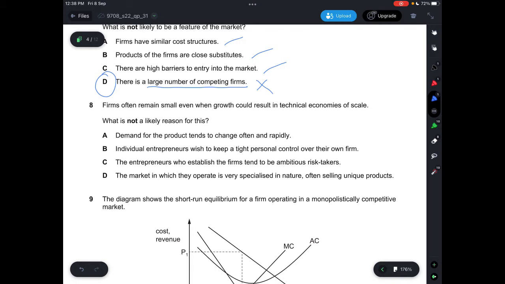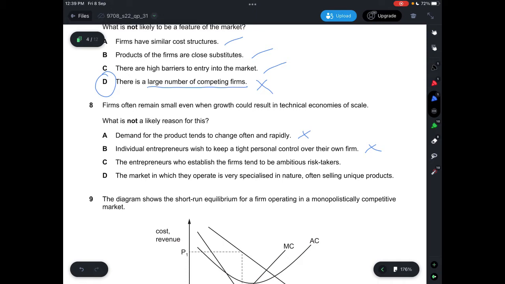Question 8, firms often remain small even when growth could result in technical economies of scale. And what is not a likely reason for this? So why is it not a reason for firms to remain small? So A, it says demand for this product tends to change often and rapidly. This is actually one of the reasons. And B, individual entrepreneurs wish to keep a tight personal control over their own firm, which is correct, one reason.